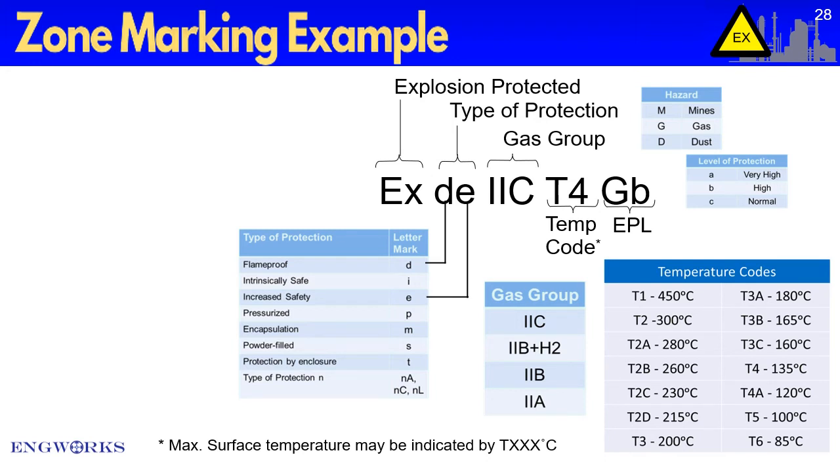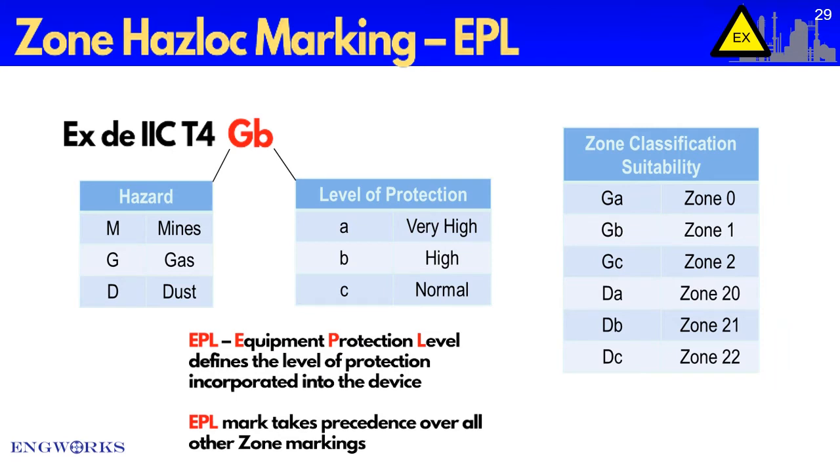Zone product markings will always indicate a group classification and temperature code on the product. On some products, the temperature code will be replaced by a surface operating temperature value preceded by a T. Newer zone-marked products will also incorporate an EPL, or Equipment Protection Level marking. The EPL marking helps to determine what zone classification a product may be suitable for. The EPL marking on zone products is a recent addition. It helps to identify what zone classification a product is suitable for.